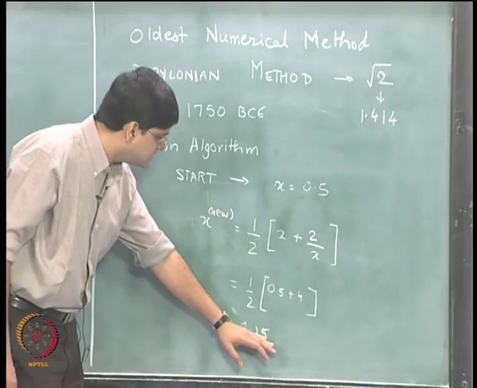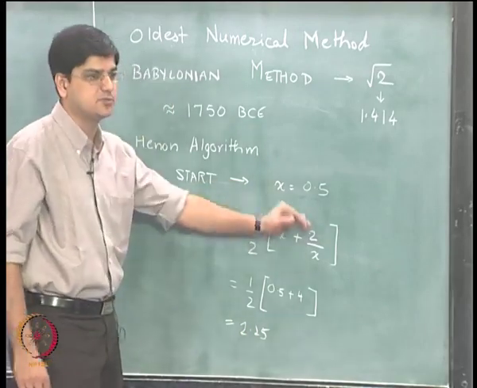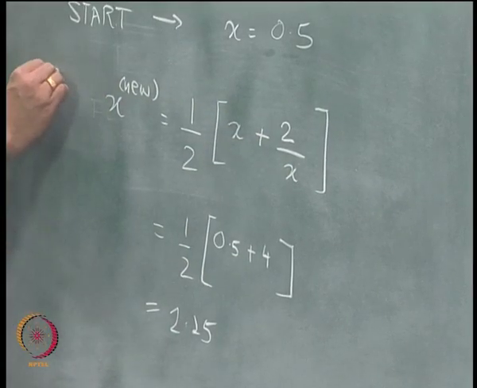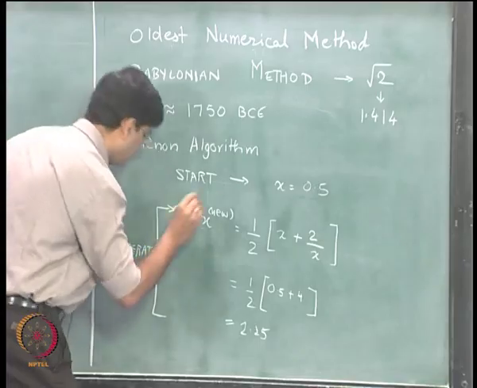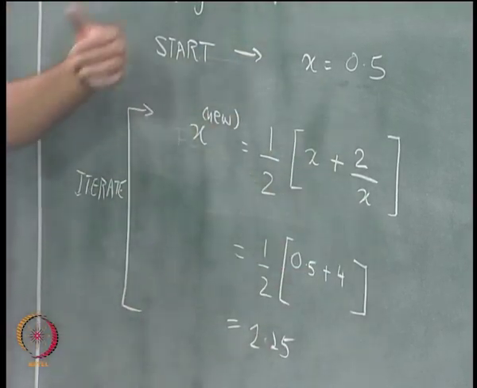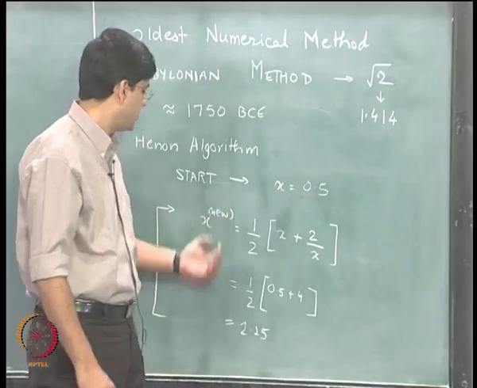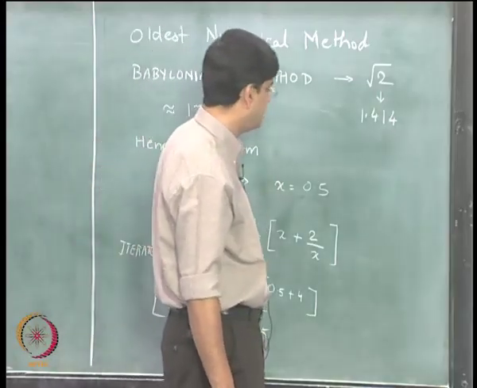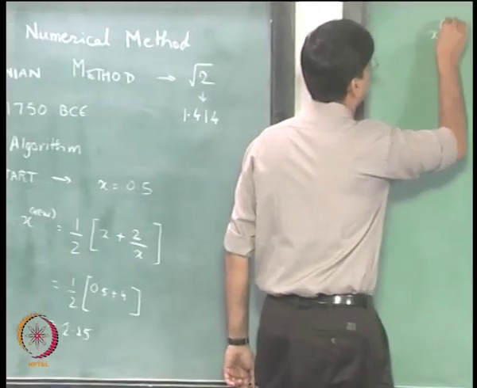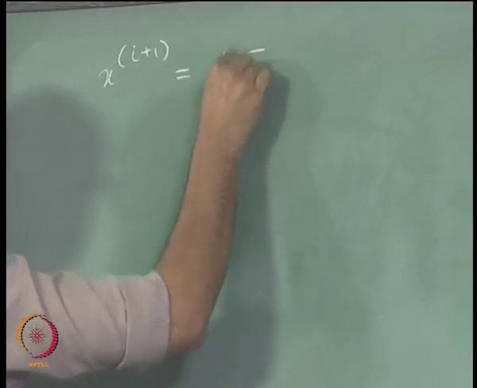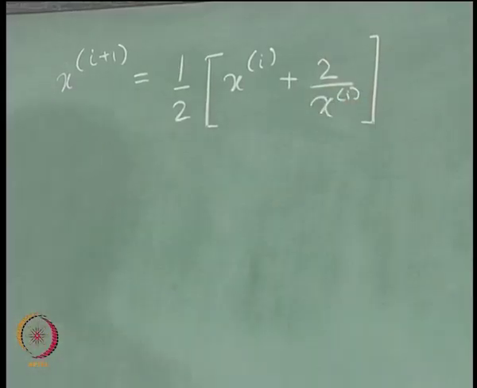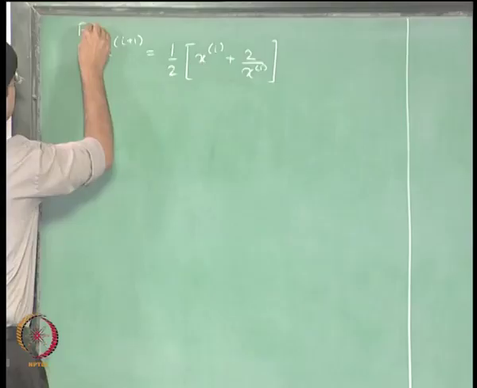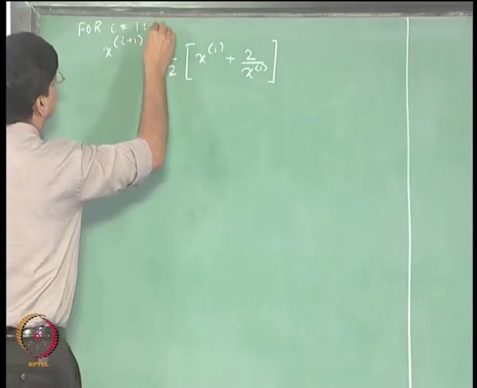So what do we do? We take this x new value and repeat this particular procedure over and over again. So we iterate. This is what we call iterating over this particular equation, and we do that repeatedly until we get the actual solution. So now we will rewrite this equation as x i plus 1 equal to half of x i plus 2 divided by x i. We are trying to write it in an algorithmic form, and then we will repeat this for i equal to 1 to some large value n.